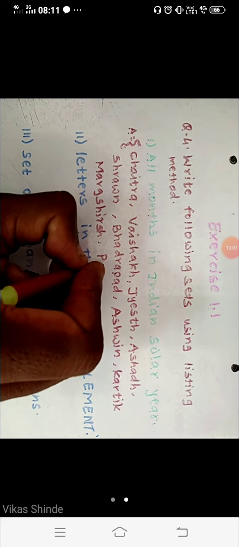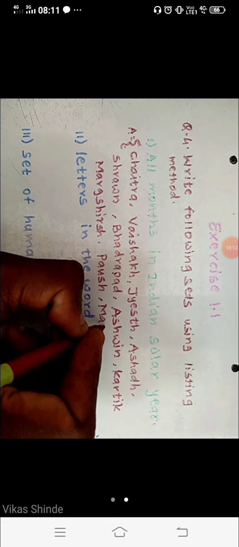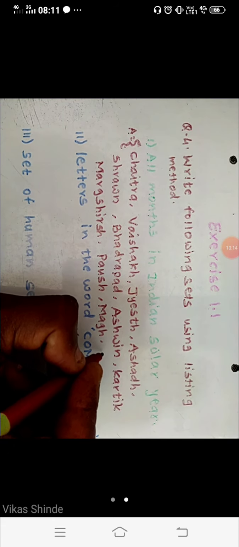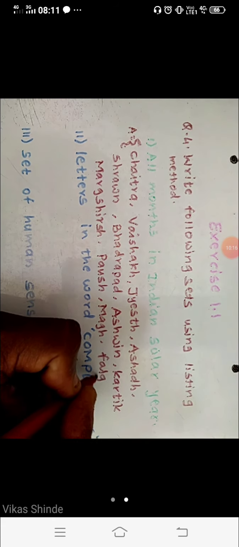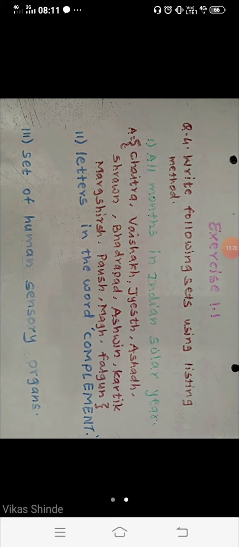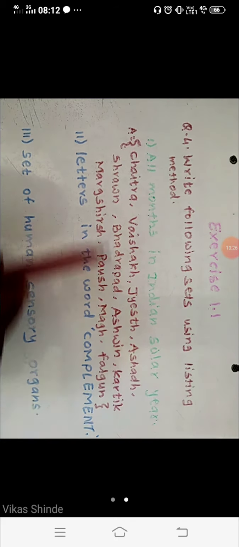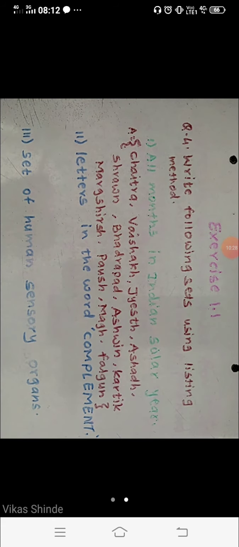Next, Paush, Magh, and last one, Phalgun. Complete the bracket. These are the Marathi months. Check here how many months are there. 1, 2, 3, 4, 5, 6, 7, 8, 9, 10, 11, and 12. 12 months are in a Marathi year also.